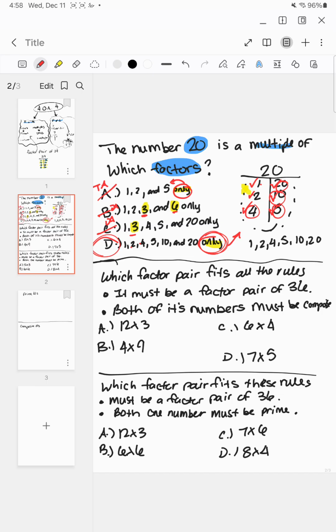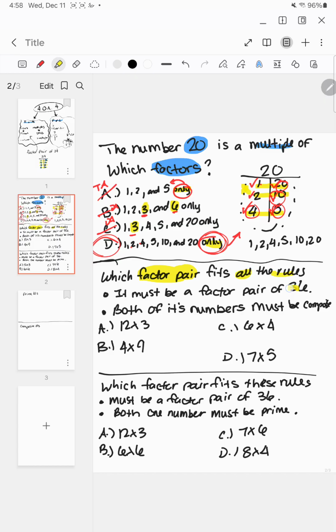And so there. The second kind of question that throws students off is which factor pair fits all the rules. Now, often they'll figure a factor pair. For example, 1 and 20, that's a factor pair. 2 and 10, that's a factor pair. 5 times 5, 4 times 5, that's a factor pair. So we need a factor pair. Notice I'm looking for keywords. And it has to fit all these rules.